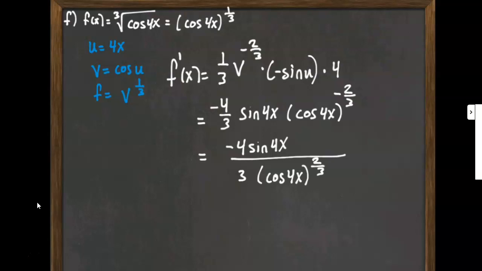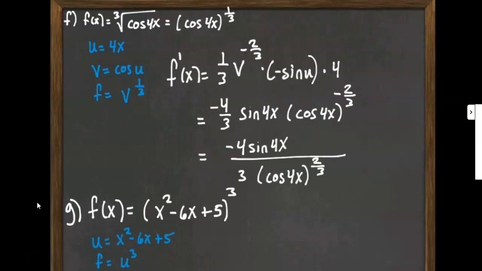Okay, let's continue on to one final example here with the chain rule. Here we have x squared minus 6x plus 5, to the 3rd. So the process is the same. We have a composite function. You may want to pause the video and see if you can work this one out on your own. As we go through this problem now, u is the inside function, and f then would be the outer function, which is u to the 3rd.